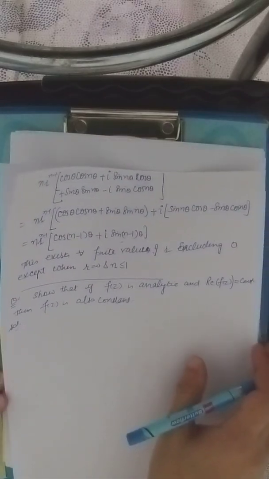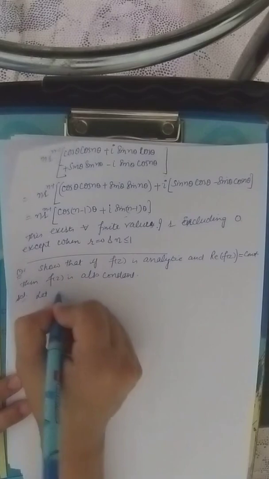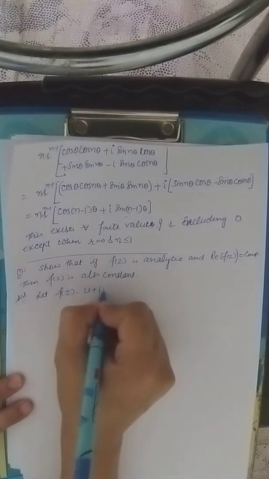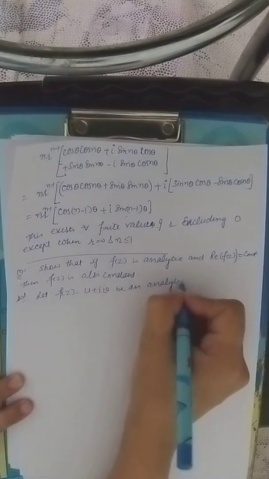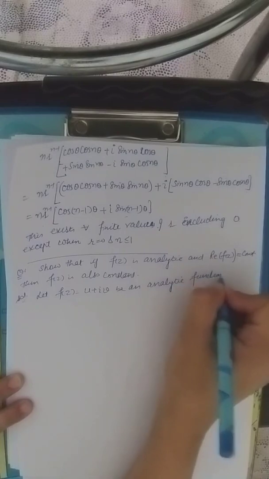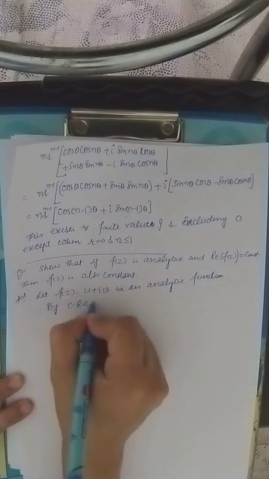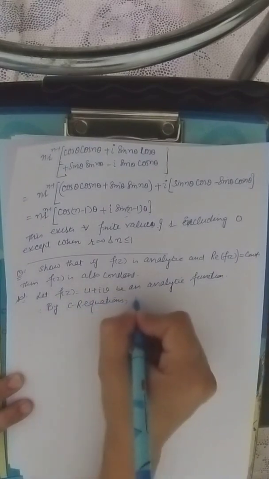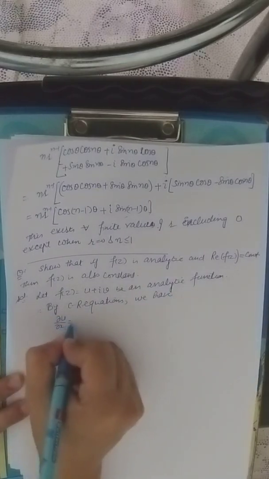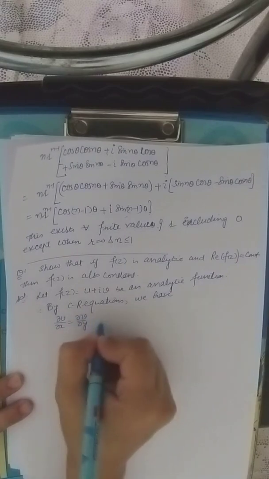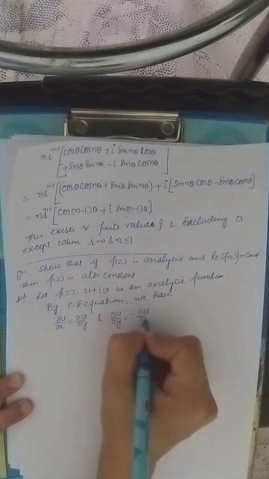We consider f(z) equal to u plus iota v. Now let f(z) equal to u plus iota v be an analytic function. As it is an analytic function, therefore by CR equations we have the partial derivative of u with respect to x equal to the partial derivative of v with respect to y, and the partial derivative of u with respect to y equal to minus the partial derivative of v with respect to x.